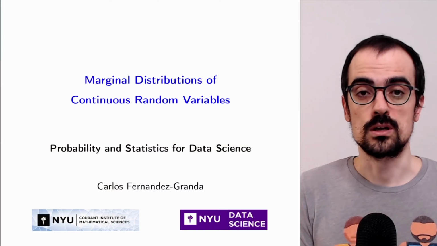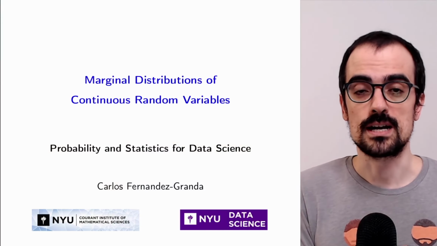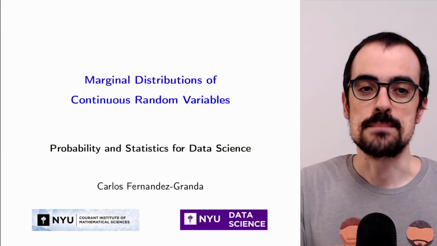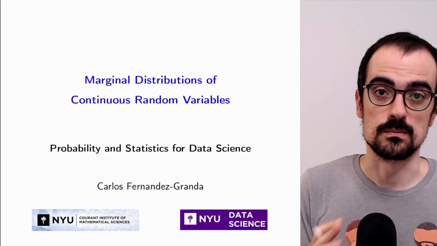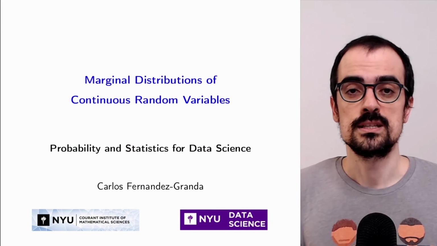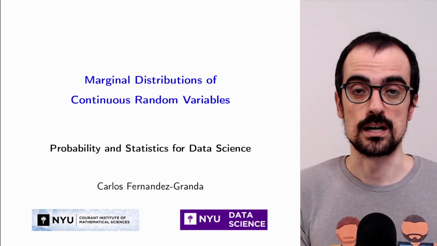Today we're going to learn how to isolate the behavior of individual variables in a model that has multiple continuous variables. If you remember from the discrete case, we call the distribution of individual variables in a model that has many variables the marginal distribution of those variables. Today we're going to learn how to derive the marginal distribution of continuous random variables.